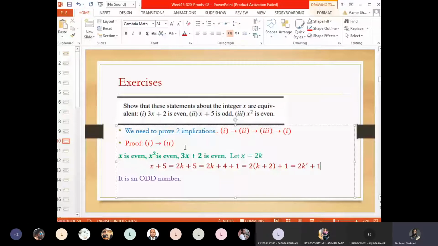as well. So हमने तीनों implications show कर ली. 2 implies 3, 3 implies 1, and 1 implies 2. So it means all these three statements are equivalent. 3x plus 2 is even, x plus 5 is odd, and x square is even. तीनों statements एक ही message convey कर रही हैं. Eventually that message is x is even.